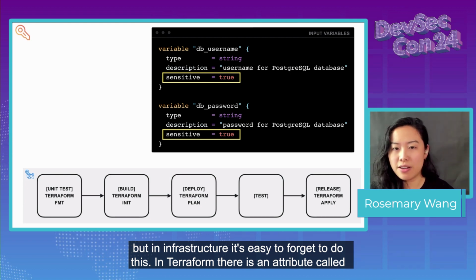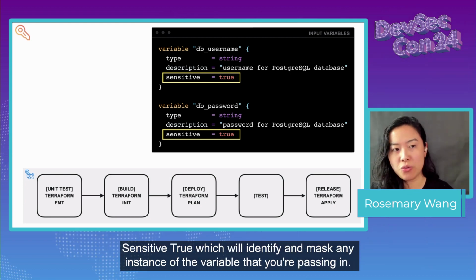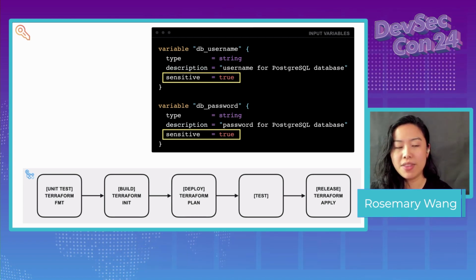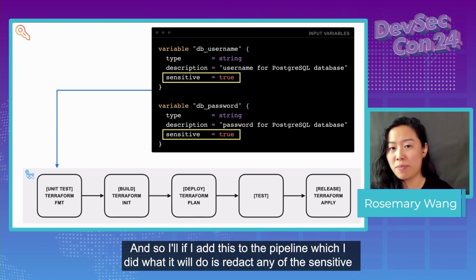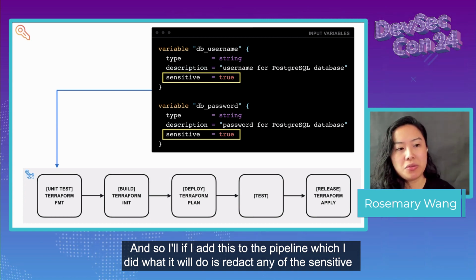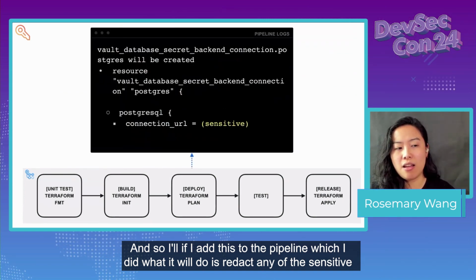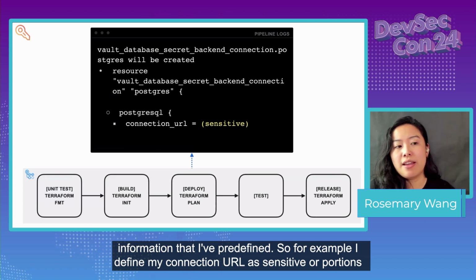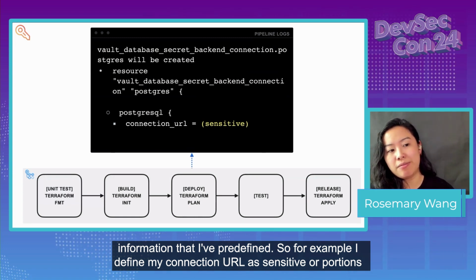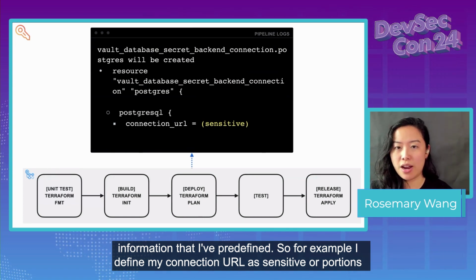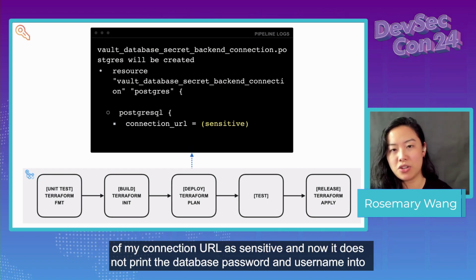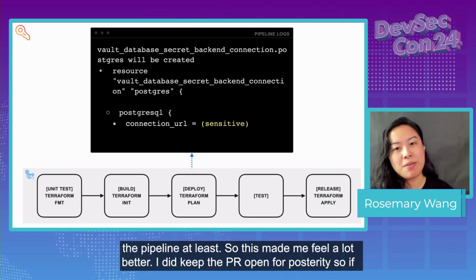In Terraform, there is an attribute called sensitive true, which will identify and mask any instance of the variable that you're passing in. And so if I add this to the pipeline, which I did, what it will do is redact any of the sensitive information that I've predefined. So for example, I define my connection URL as sensitive, or portions of my connection URL as sensitive, and now it does not print the database password and username into the pipeline at least. So this made me feel a lot better.